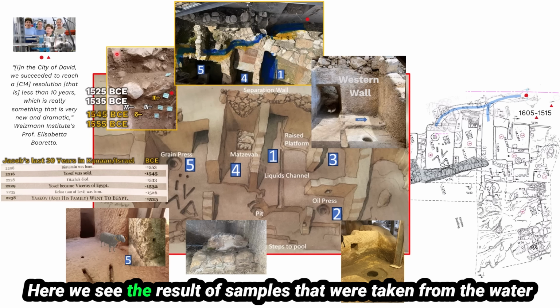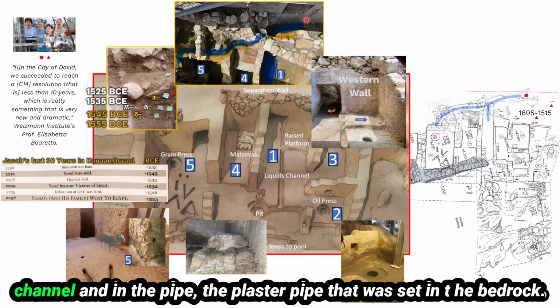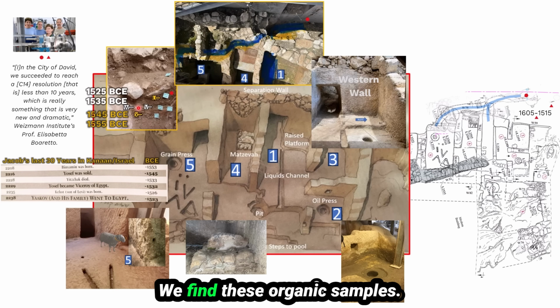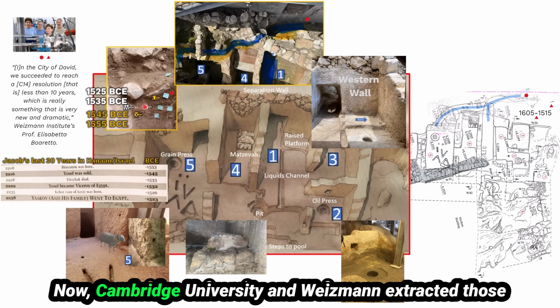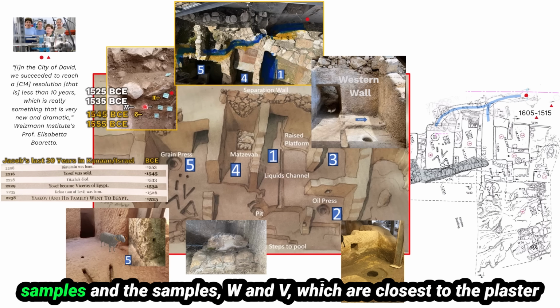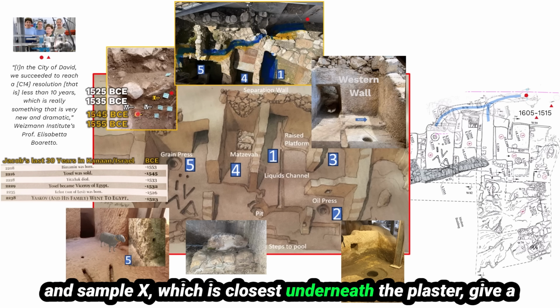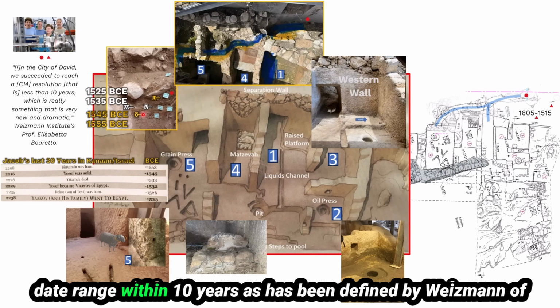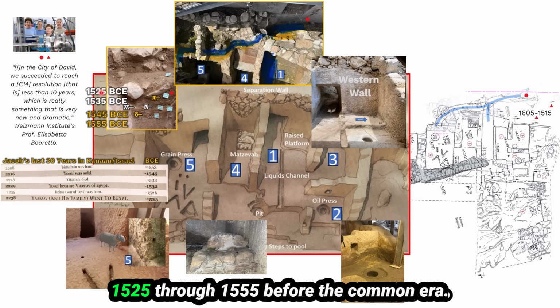Here we see the result of samples that were taken from the water channel, and in the pipe, the plaster pipe that was set in the bedrock, we find these organic samples. Now, Cambridge University and Wiseman extracted those samples, and the samples W and V, which are closest to the plaster, and sample X, which is closest underneath the plaster, give a date range within 10 years, as has been defined by Wiseman, of 1525 through 1555 before the Common Era.